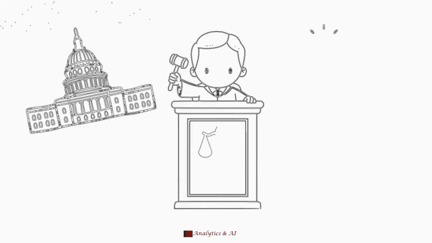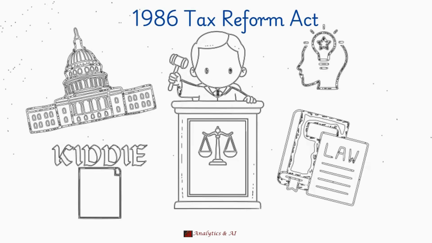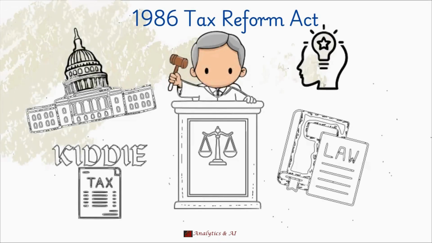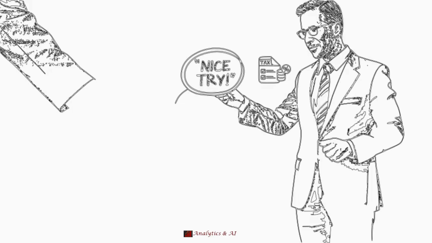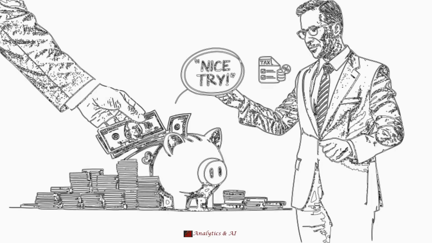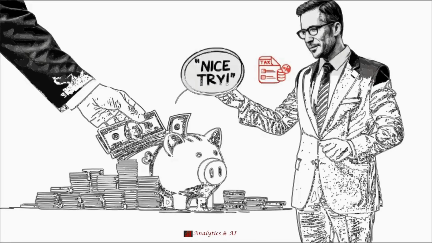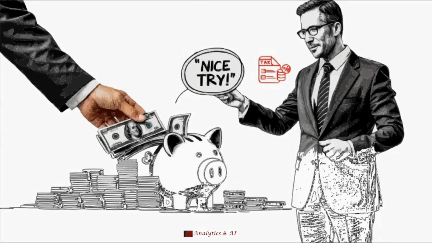The kiddie tax rule was introduced by Congress in 1986 as part of the Tax Reform Act. The provision was enacted to prevent parents from transferring their income-producing assets, such as stocks or bonds, into a child's name. This effectively created a tax loophole for high-income families.